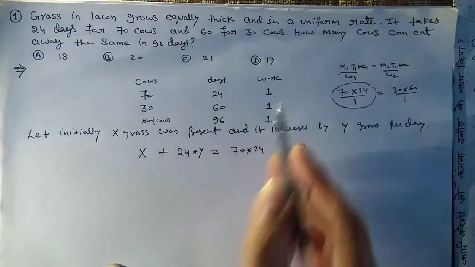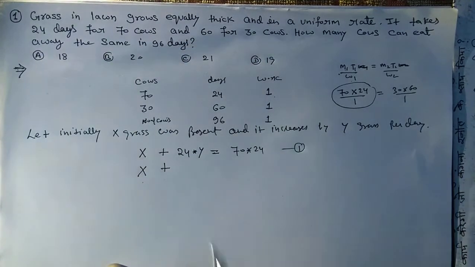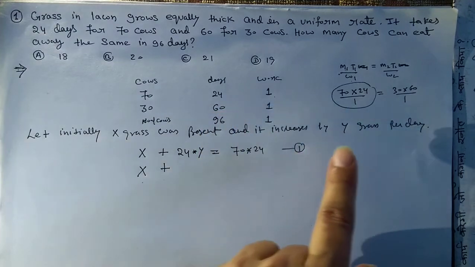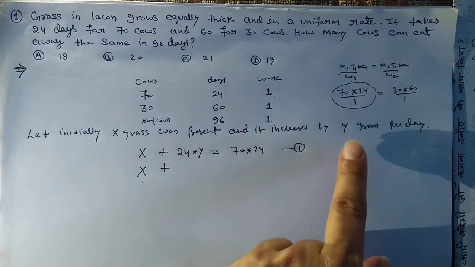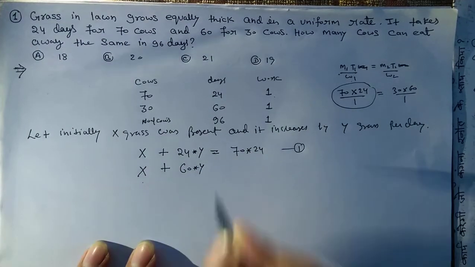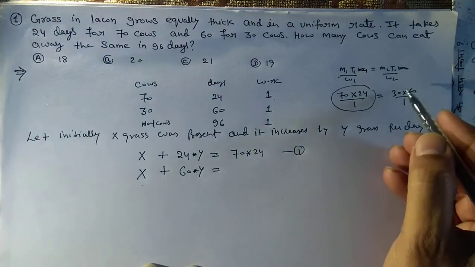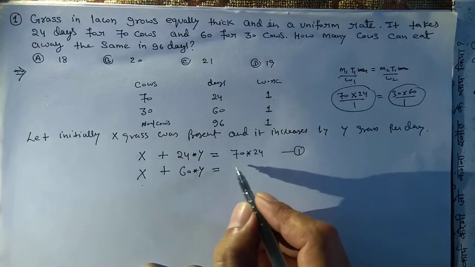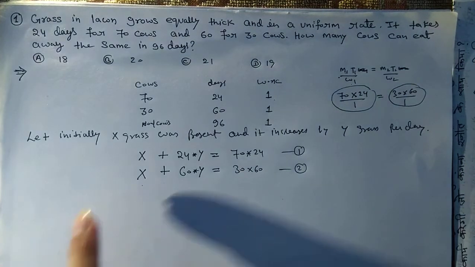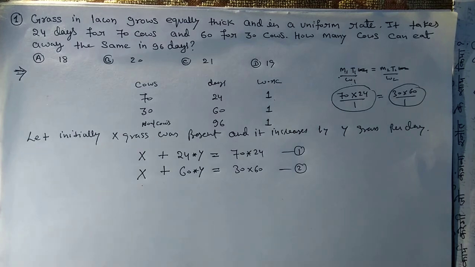Similarly, for the second condition, initially there was X grass, plus in 60 days the grass has also increased. If the grass is increasing Y per day, in 60 days the grass will increase 60 into Y, and that will be equal to 30 into 60. So this is equation number 2. Now you have to solve equation 1 and equation 2. That is a linear equation.